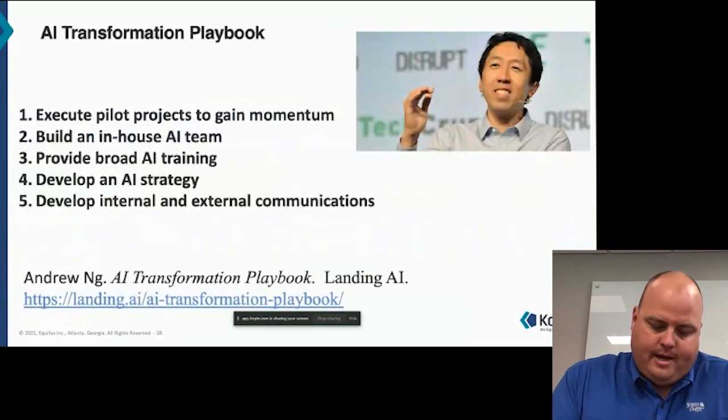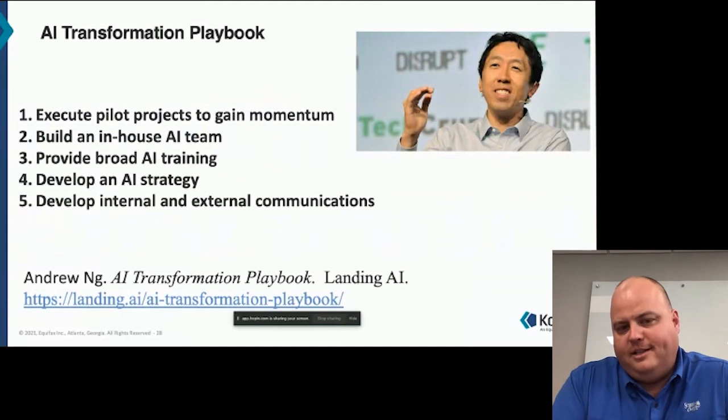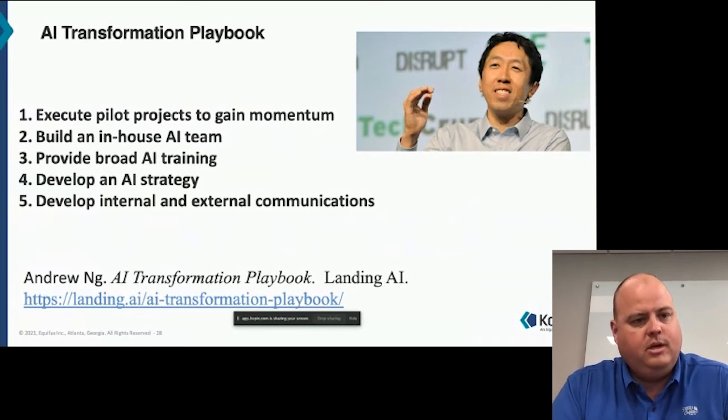So since I'm just knocking on Andrew Ng, now I'll say something where he really helped me out and build him back up a little bit. Andrew Ng put out the AI Transformation Playbook, which basically tells you how to put together an AI strategy for your business. I was developing an AI strategy and found this and found a lot of things that resonated with me.